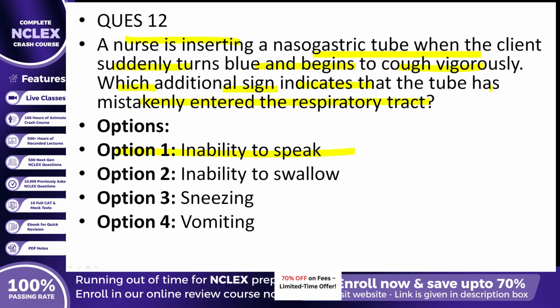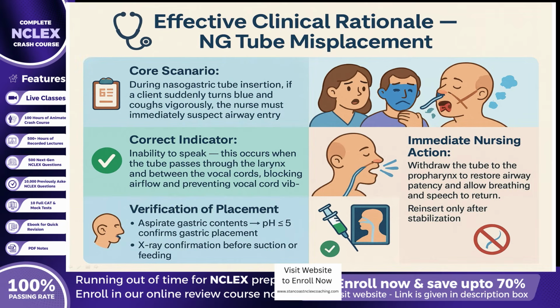To understand why, let us dive into the detailed clinical rationale. During nasogastric tube insertion, ensuring a patent airway and adequate oxygenation is the nurse's top priority. If a client becomes cyanotic and coughs forcefully, it suggests that the tube has been accidentally inserted into the respiratory tract. The most definitive sign of this misplacement is the inability to speak.